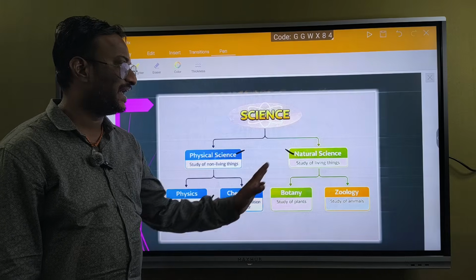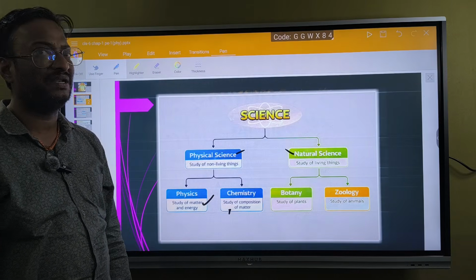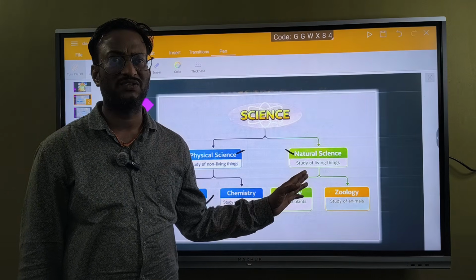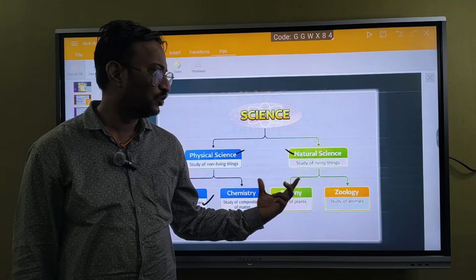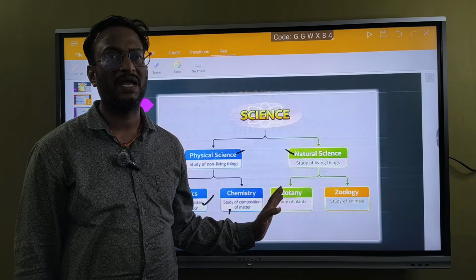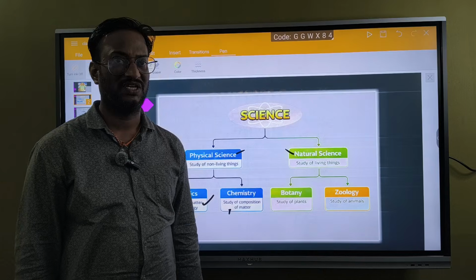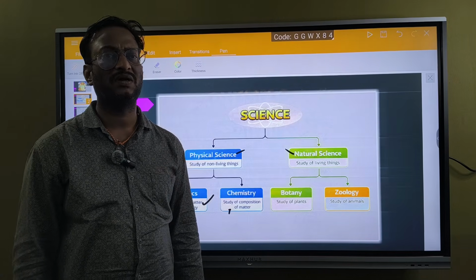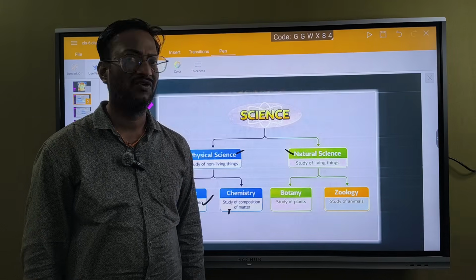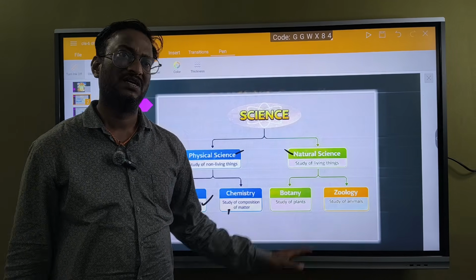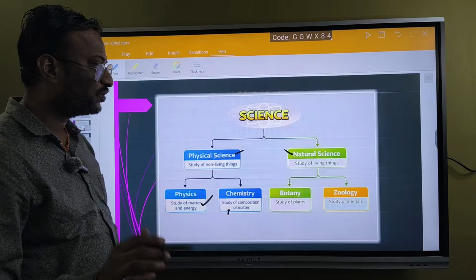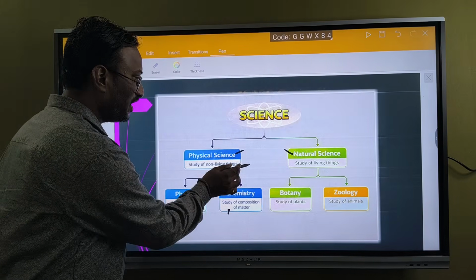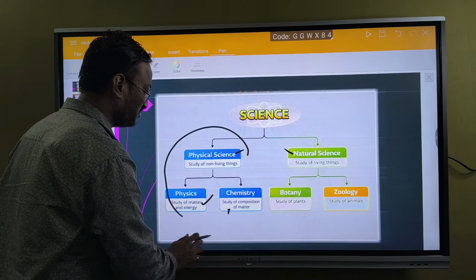Again, natural science, the study of living things, has been divided into two things: one is botany and one more is zoology. What is botany? The study of plants is called botany, and the study of animals we call zoology. We are not going to discuss that topic. We are going to discuss this topic, that is physical science.